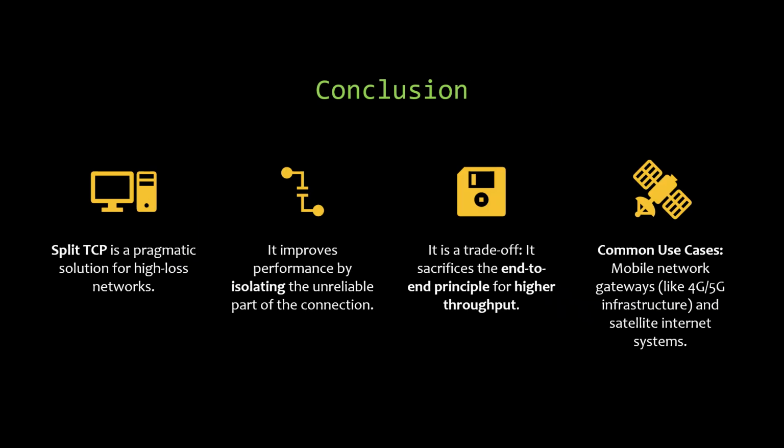To wrap up, Split TCP is a powerful technique used to solve the problem of slow performance on high loss networks. It works by isolating the bad part of a link and letting the good part run at full speed. The key takeaway is its trade off. We give up the pure end to end design of the internet to get a performance boost in environments such as mobile network infrastructure that we use every day.